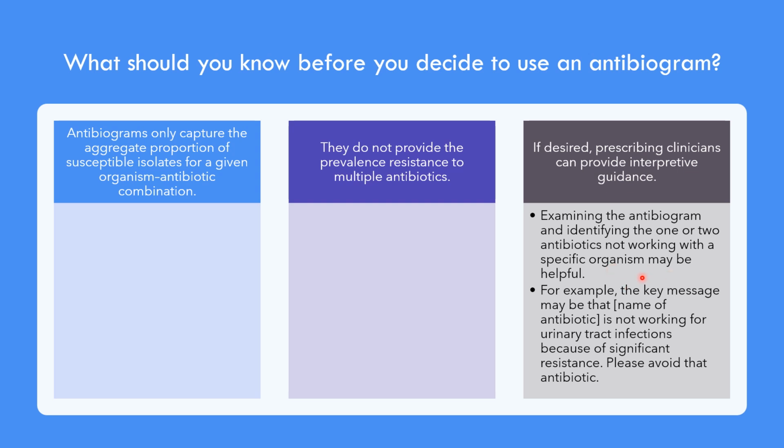From the antibiogram, you need to understand if there is a certain antibiotic that is not working, and how exactly it will be recommended. For example, the named antibiotic is not working for urinary tract infections because significant resistance developed, and please avoid this antibiotic. These are the recommendations that could be provided from the antibiogram.